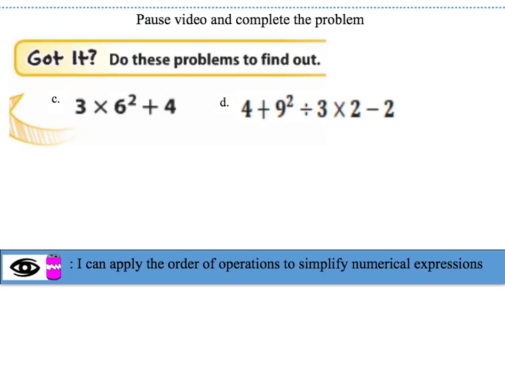So pause the video and complete these got it problems, and we'll discuss the answers in class tomorrow. Notice I have two got it problems on this slide. I've got it problem C and got it problem D.